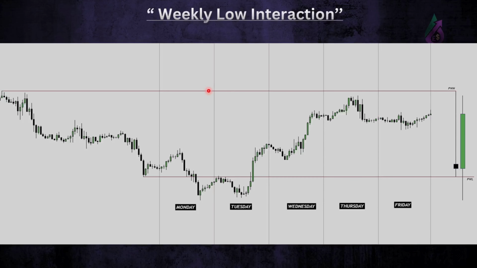Right, so here we are looking at price in a weekly context. Now, notice how price trades down into the weekly low and interacts with the level. And that interaction sets the tone for how the rest of the week unfolds. Once the weekly low is swept, price shifts behavior and starts delivering higher. Now, this is a very good example of how higher time frame levels can influence price for several days.